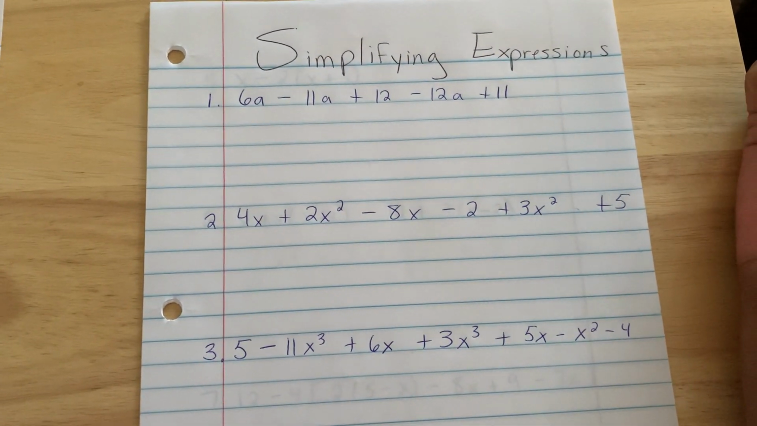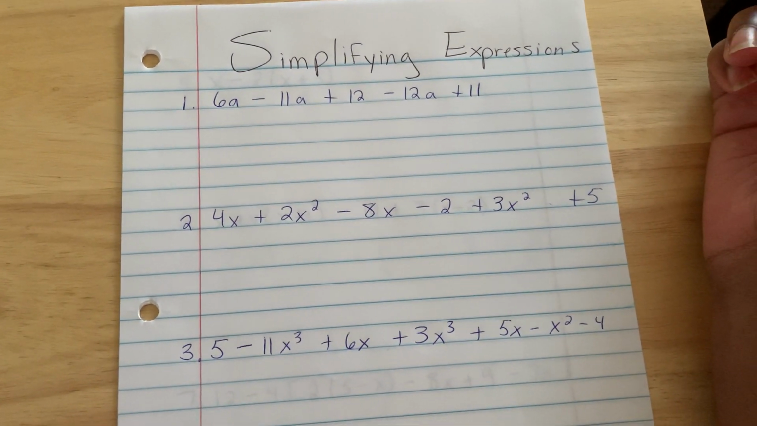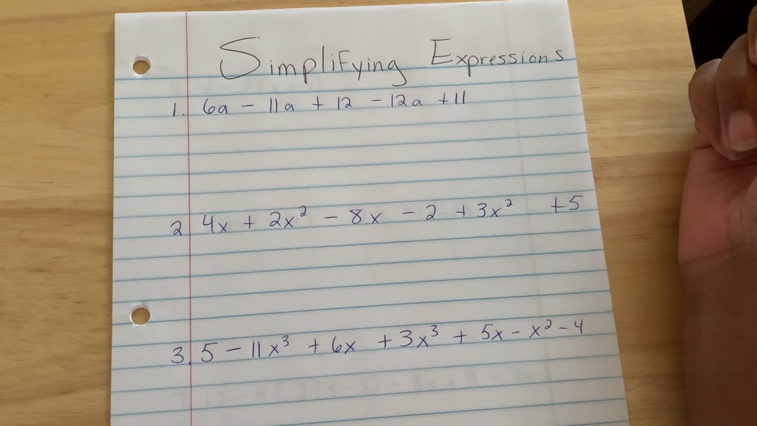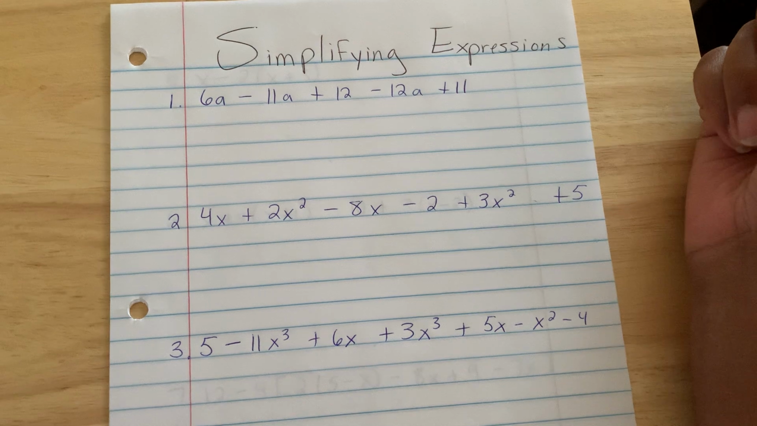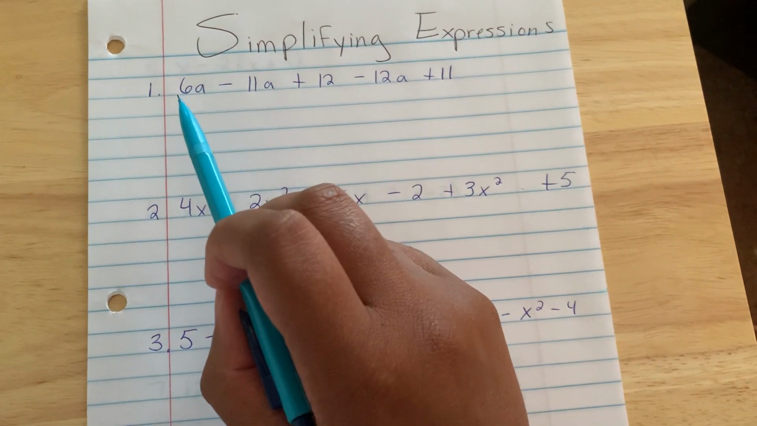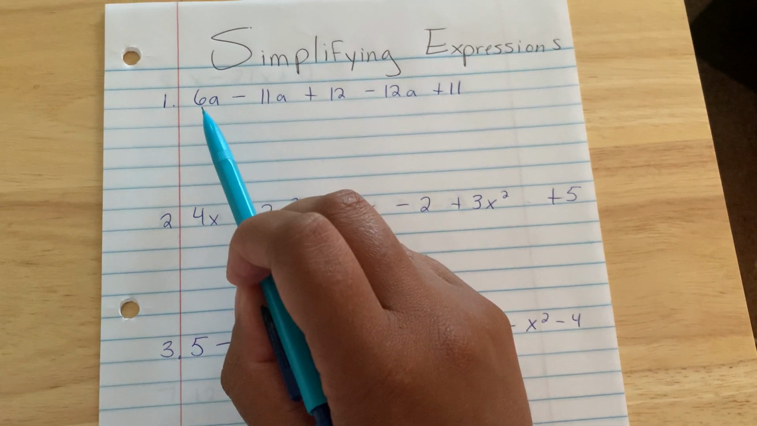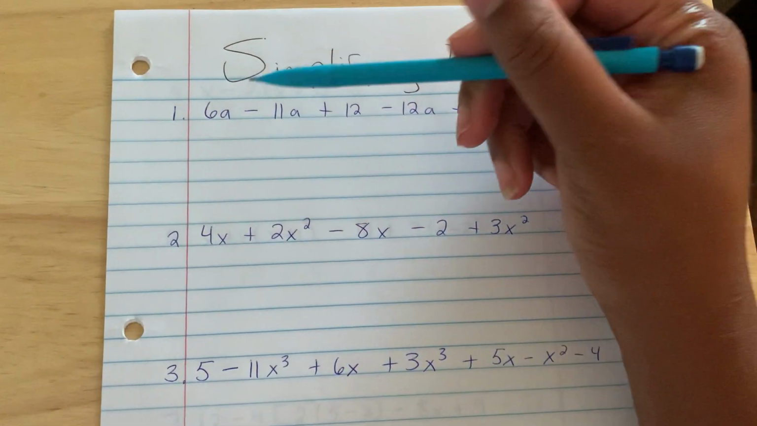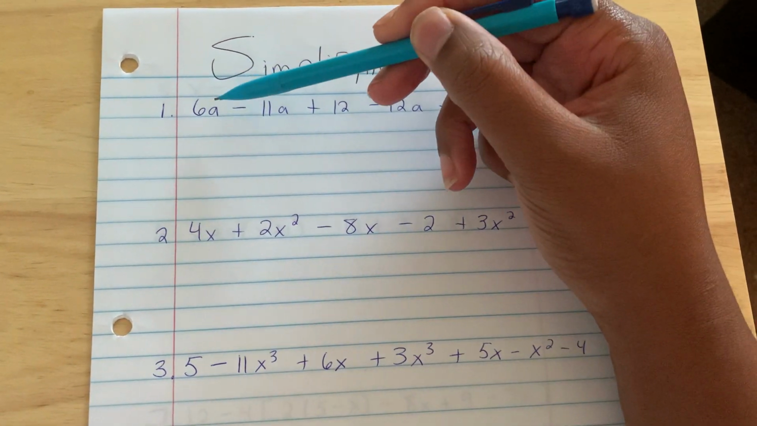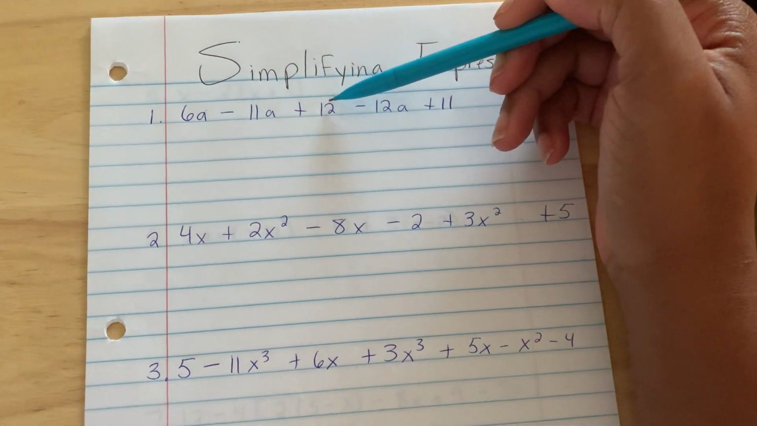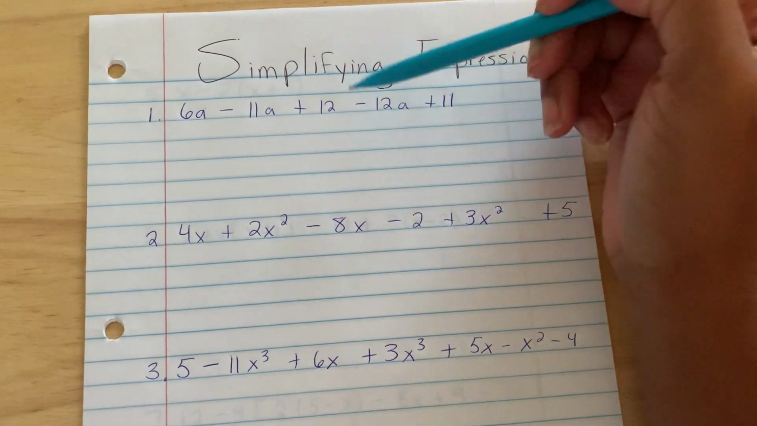Okay, so this video is going to deal with simplifying algebraic expressions. Now, when you're doing these, the first thing that you would want to do is to put your expression into descending order according to your variable. So the variable here, in this case, is a. So the variable is the one with the letter. The constants are the ones without the letter.